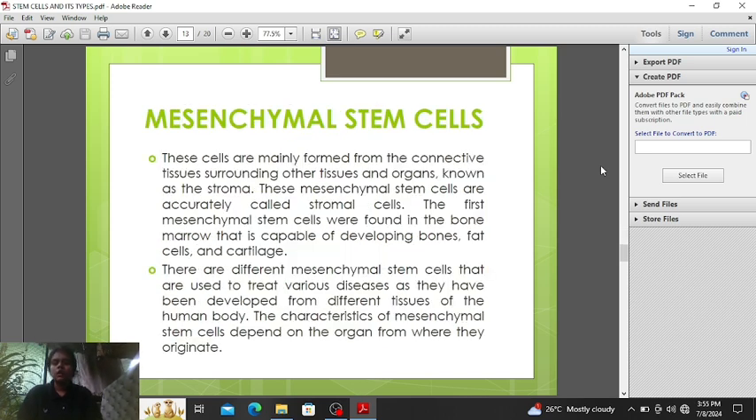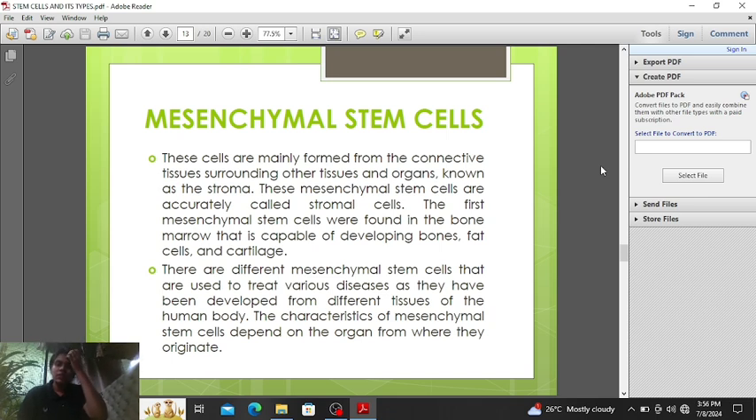So mesenchymal stem cells, these are the cells which are basically formed from the connective tissues surrounding the other tissues and organs, which is known as the stroma. And these mesenchymal stem cells are accurately called the stromal cells, and the first mesenchymal cells were found in the bone marrow, which is capable of developing bones and fat cells and cartilage.